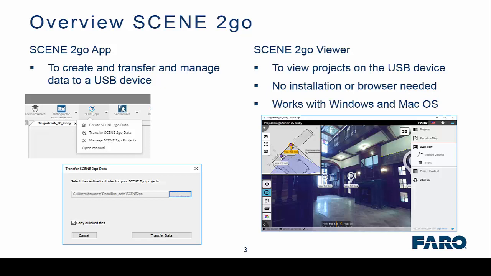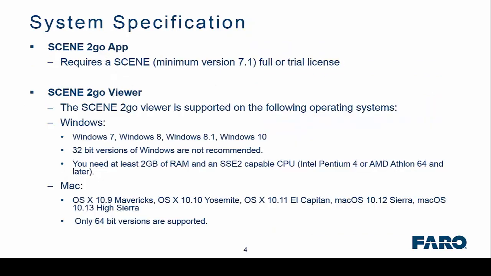You can view the projects on a USB device, where no installation or browser is needed, and it will work with the Macintosh and Windows operating systems. It requires a minimum of Scene 7.1, a full or a trial license to work. And as you can see, we're running on most Windows-based systems and most Macintosh-based systems from Windows 7 and above, or MacOS 10.9. But we advise that you only work on versions of Windows that are above 32-bit.